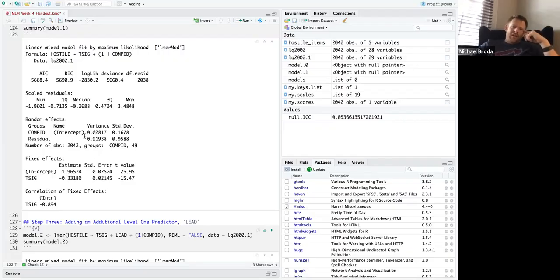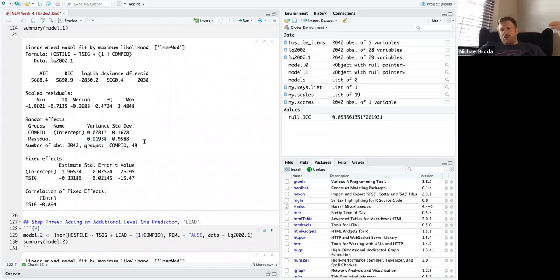I think company ID was like 0.05. It's now 0.02. So we've eaten up some of that variance. And the individual residual was over 1, and now it's below 1 at 0.91. So that's all good. That's what we want to do.